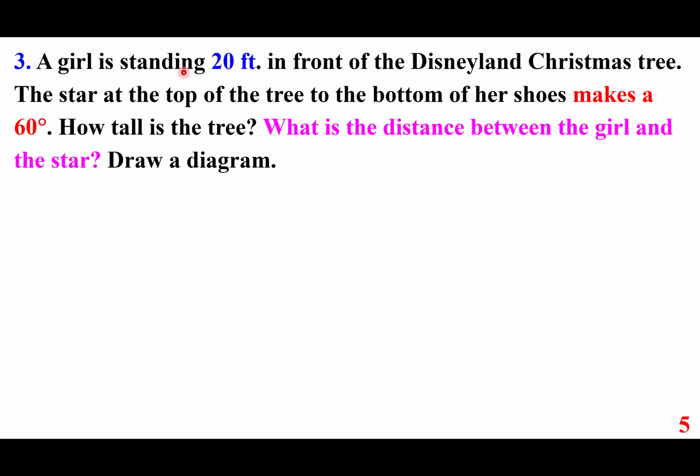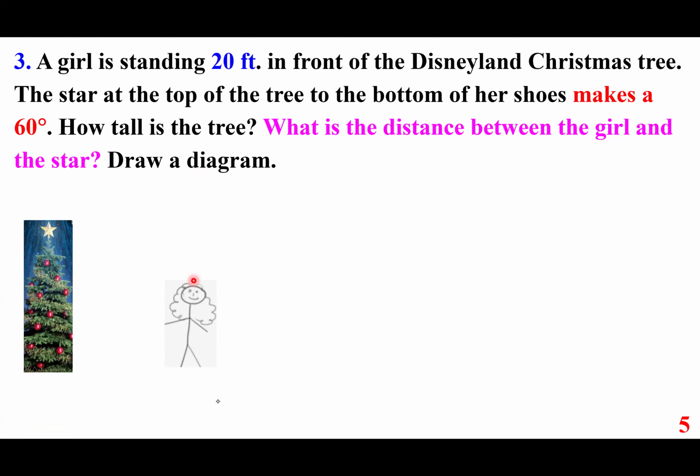A girl is standing 20 feet in front of a Disneyland Christmas tree. The star at the top of the tree to the bottom of her shoes makes a 60-degree angle. How tall is the tree? What is the distance between the girl and the star? Draw a diagram. Even if they don't say that, you must draw a diagram and define your variables.